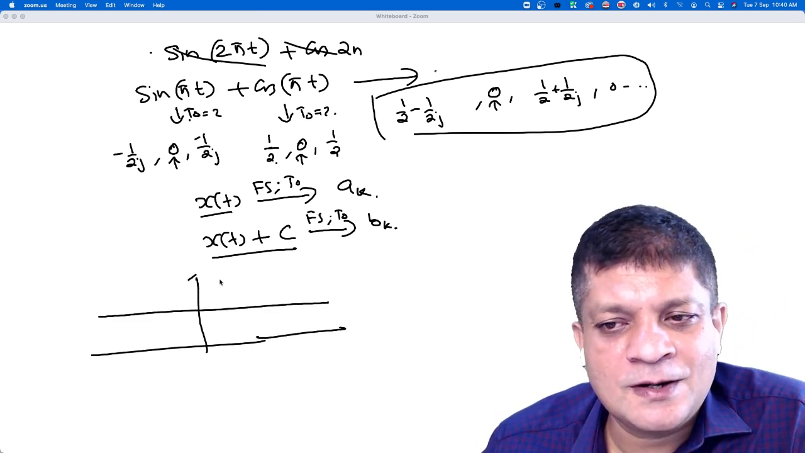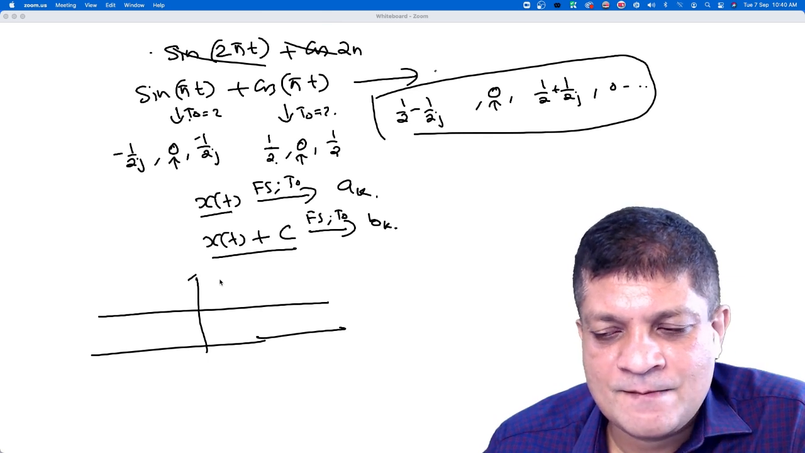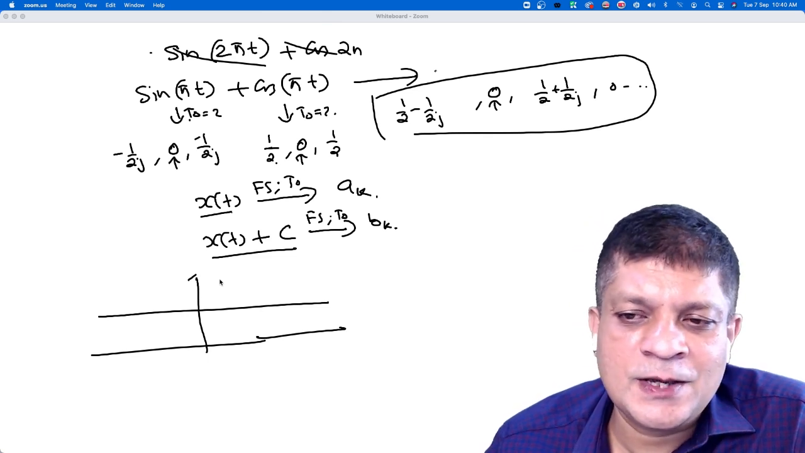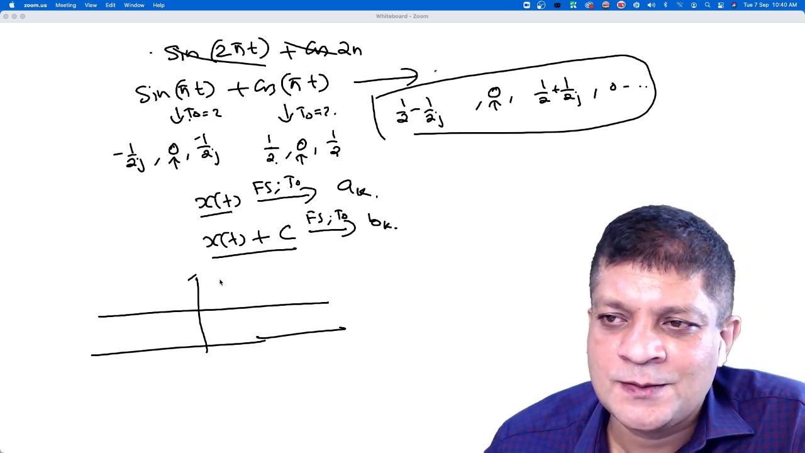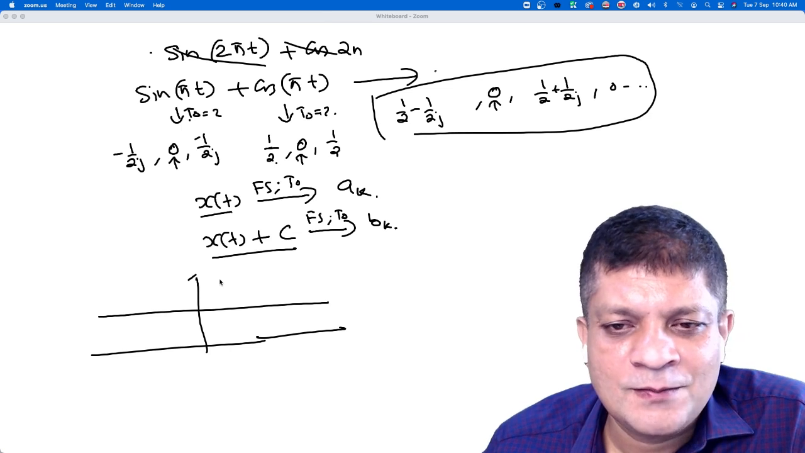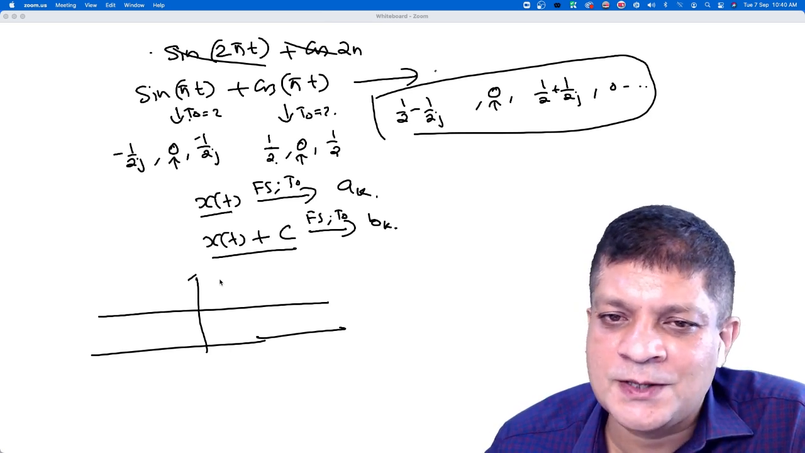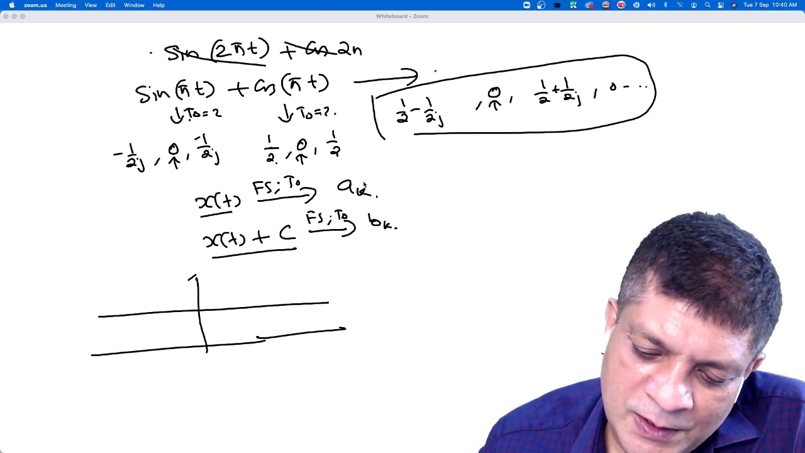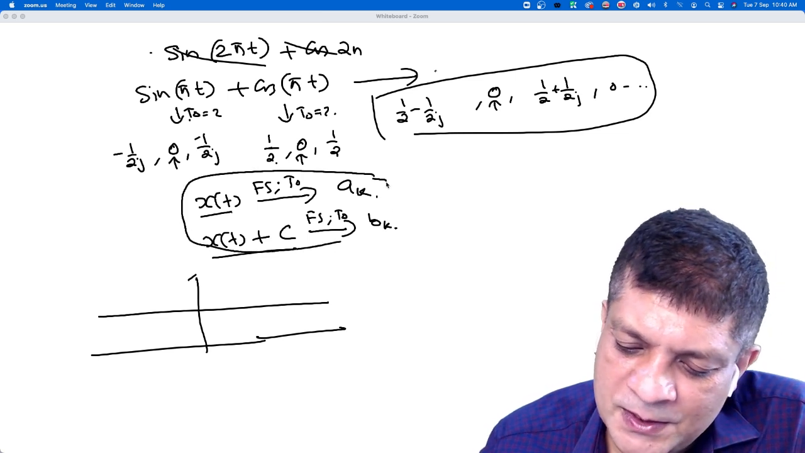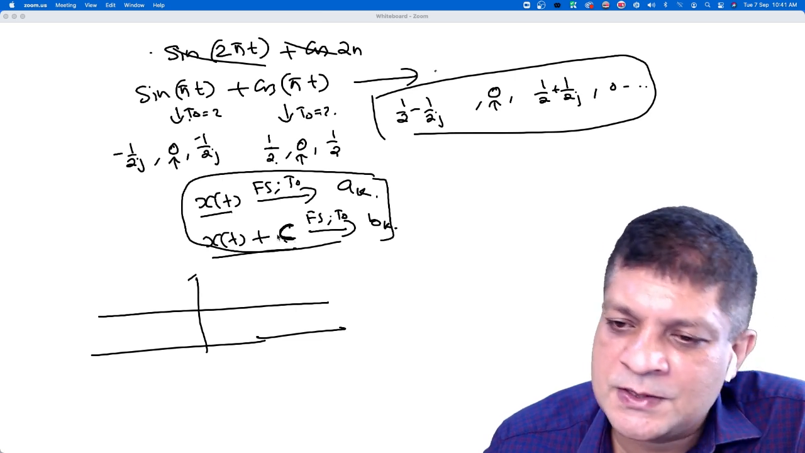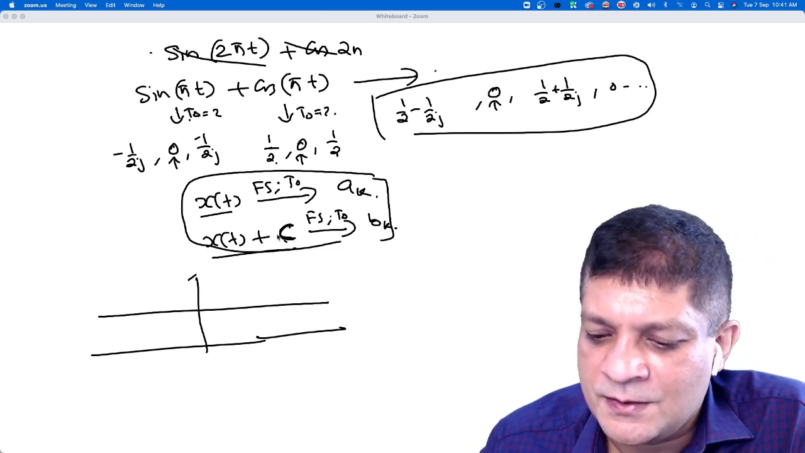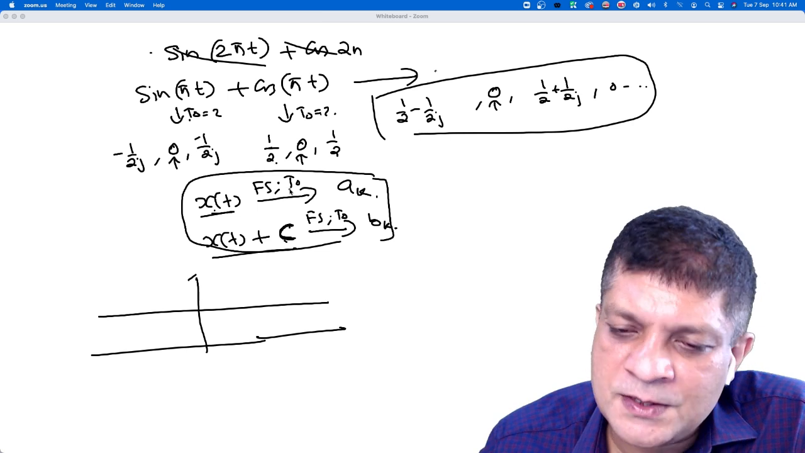Is it a periodic signal? Yes, it is. We can consider it as a periodic signal with any period, isn't it? So if we want to apply the linearity property here, we have to find the Fourier series representation with respect to which period? This is having a period T naught.